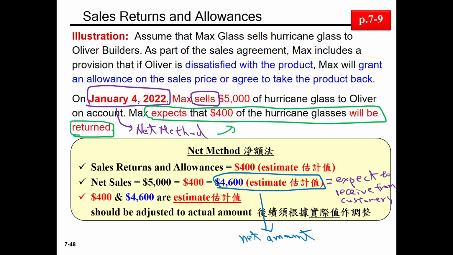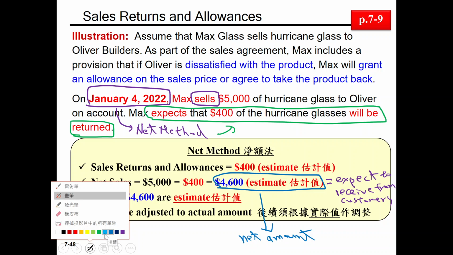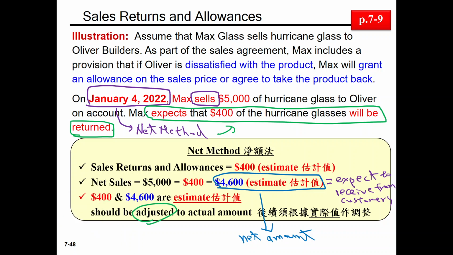Also, did you find out our expectation will not be the actual situation? So it means that in the future, maybe you have to do some adjustment. That's why net method is more complicated, because you have to do extra work to do some adjustment. So remember, in the future, you still have to do some adjustment in order to meet the actual number. This is your extra work. That's why we don't like it, because you have to do more extra work.